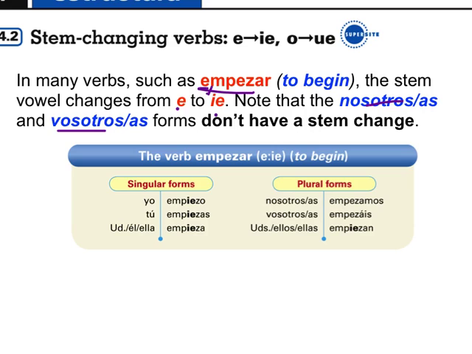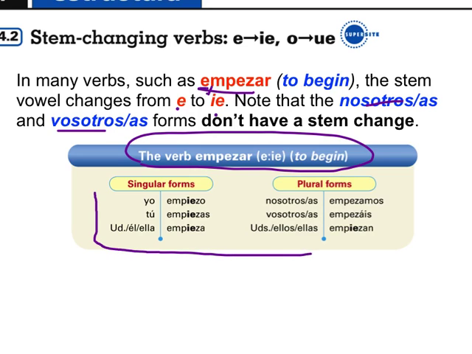So Señor Maresca and other teachers like to consider these verbs that stem change as boot verbs because they're going to stem change in the yo, tú, él, ella, usted, and ellos, ellas, and ustedes. And there is the boot right there. That's the boot right there. While the nosotros, vosotros will not stem change. So we have empiezo, empiezas, empieza, empezamos, empezáis, empiezan.